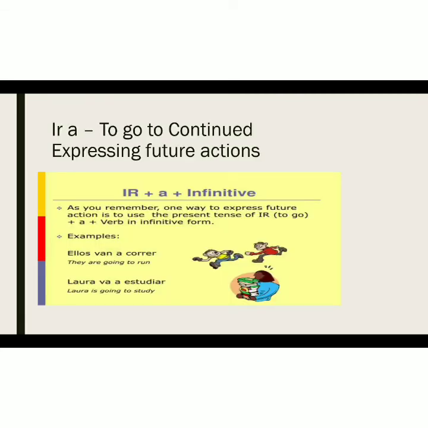Ir a, to go to, expressing future actions. Ir plus a plus infinitive. As you remember, one way to express future action is to use the present tense of ir, to go, plus a plus a verb in infinitive form. Examples: Ellos van a correr. They are going to run. Lara va a estudiar. Lara is going to study.